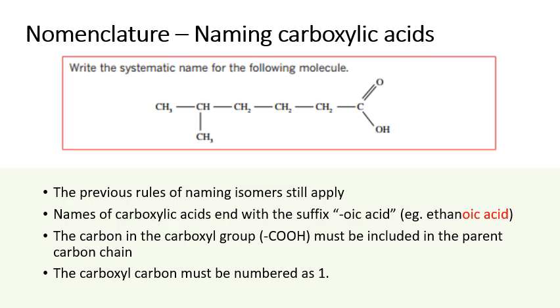Okay, and here we come to the nomenclature part of the slides, and here we're going to talk about naming carboxylic acid molecules. All the previous rules of naming still apply, and the names of carboxylic acids end in oic acid. So ends in oic acid. For example, ethanoic acid. Ethane tells me that there's 2 carbons, and oic acid tells me that it's a carboxylic acid.